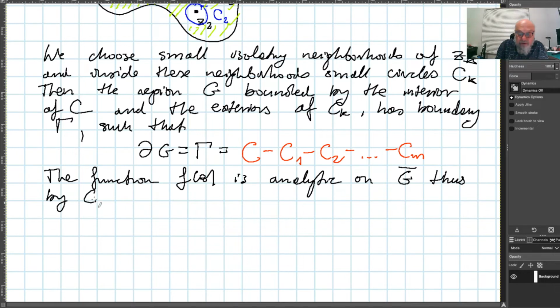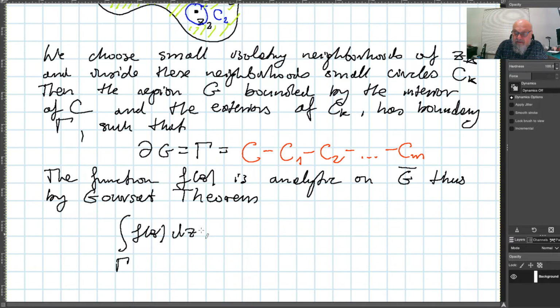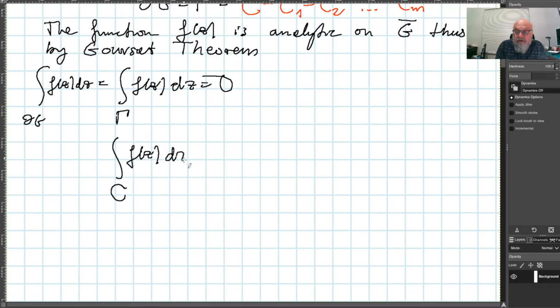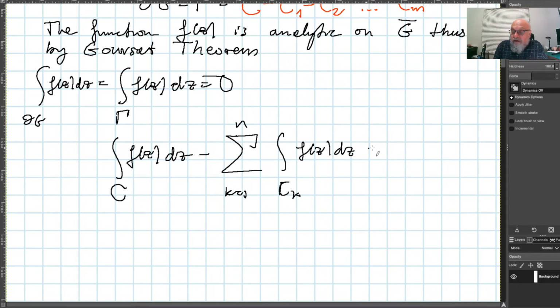Thus, we have here by Cauchy theorem that the integral over gamma of f of z dz must be equal to 0. Because this is the boundary of a region where the function is analytic, Cauchy gives you 0. But that boundary, you can rewrite it. This is the same as the boundary of C, f of z dz, and then you have minus the sum, k is equal 1 to n, of the integral over ck of f of z dz, and this one is equal 0.